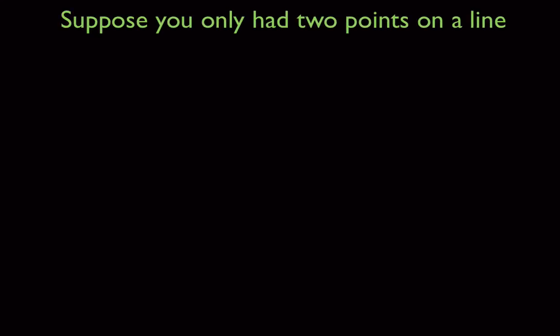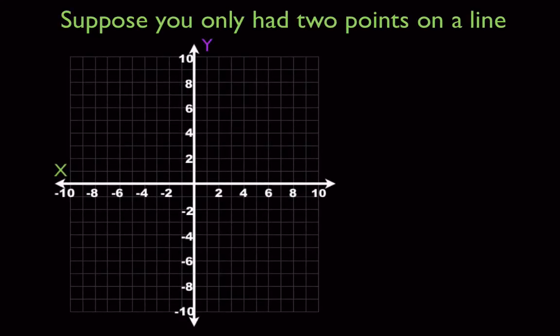Okay, so suppose you only have 2 points on a line. So what that means is, let's say I take any 2 points and put them on an x and y plane. Okay, the question is, how many different lines could I draw through those 2 points? Let's think about that for a second. Is there a way to draw more than one line that goes through those 2 points?